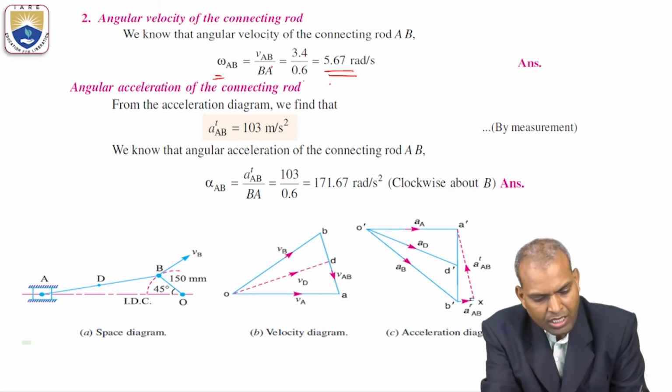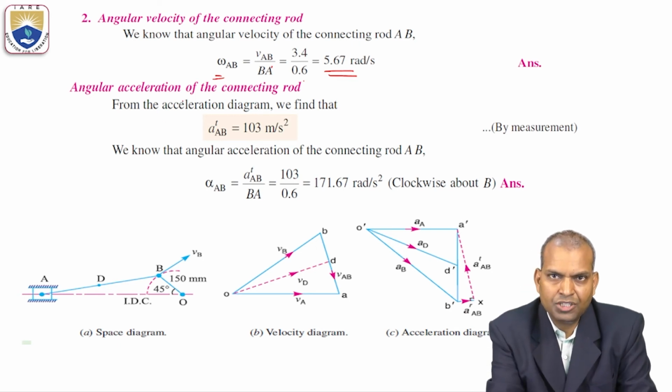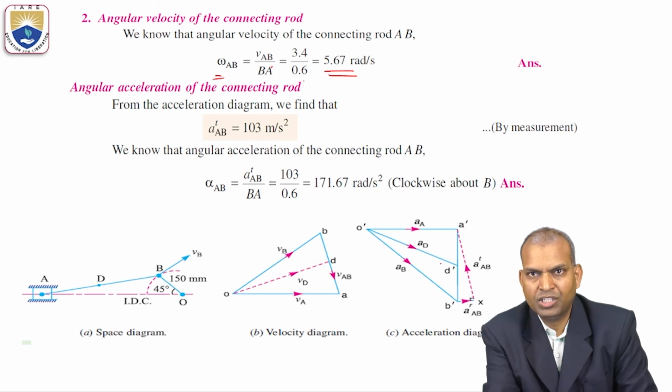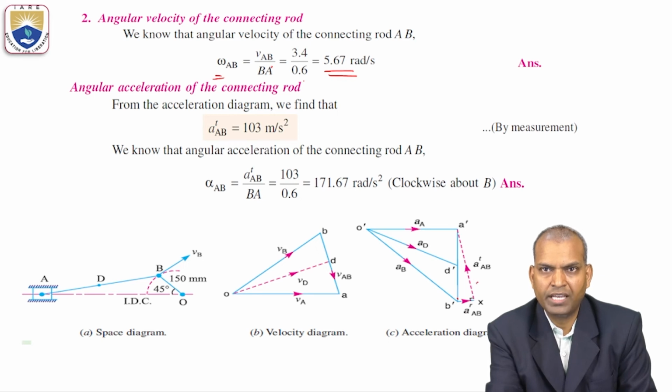Alright, next. Angular acceleration of the connecting rod. What is the angular acceleration of the connecting rod? This value we can observe from where? That is from the acceleration diagram. That is the tangential component ATAB, this value A dash X. If you measure, that comes to 103 meter per second square.